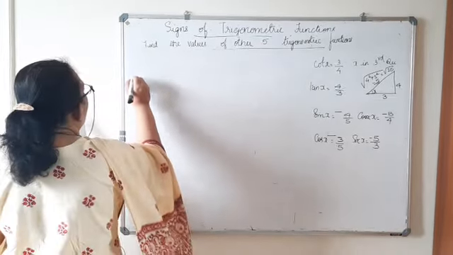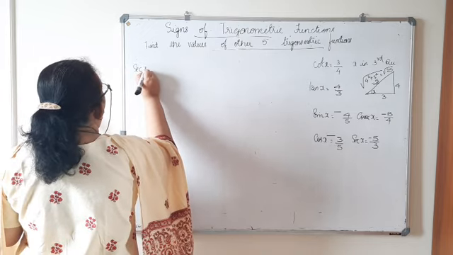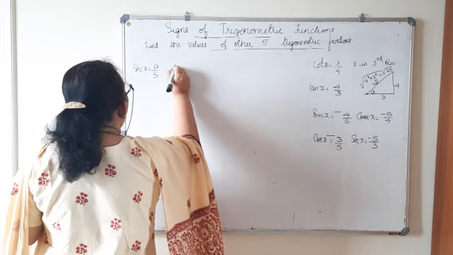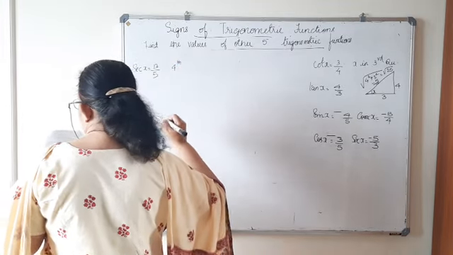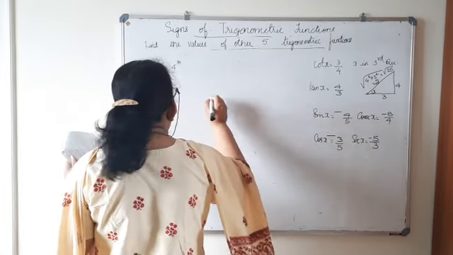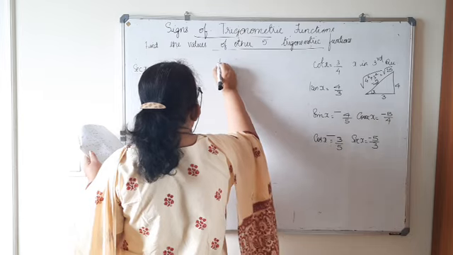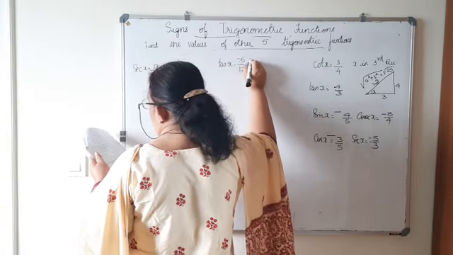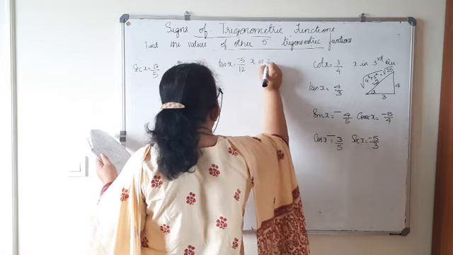Sec x is equal to 13 by 5 and x is in the fourth quadrant. The last question is tan x is equal to minus 5 by 12, x in the second quadrant.